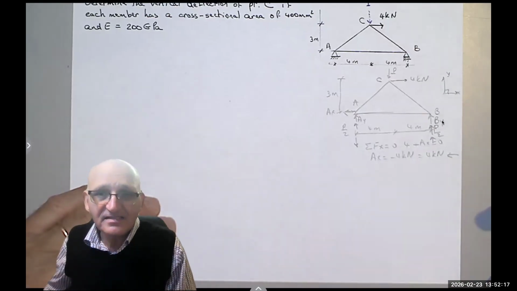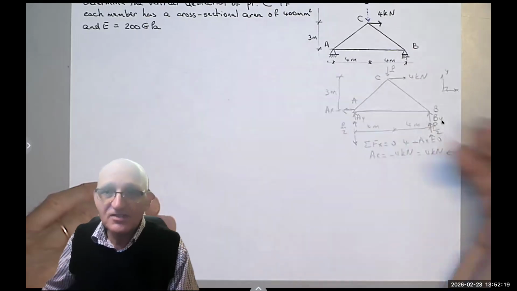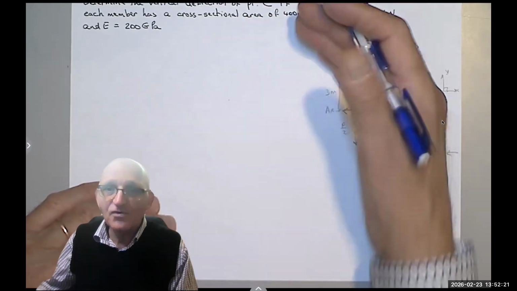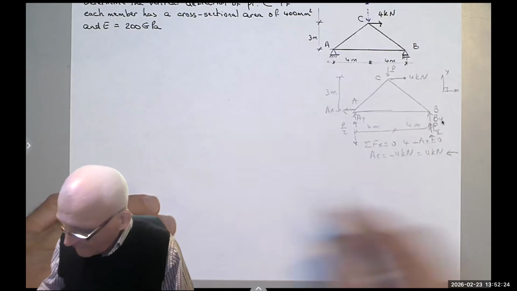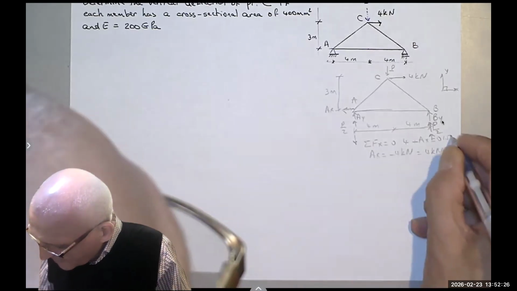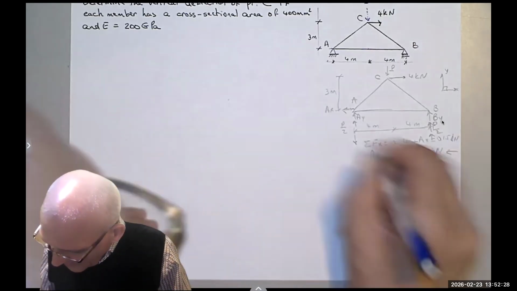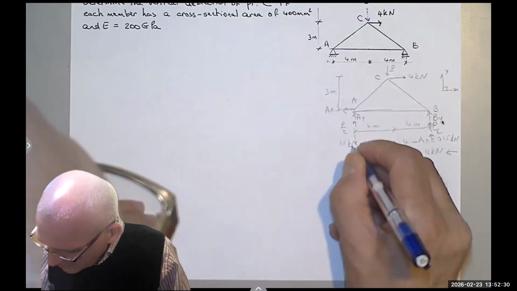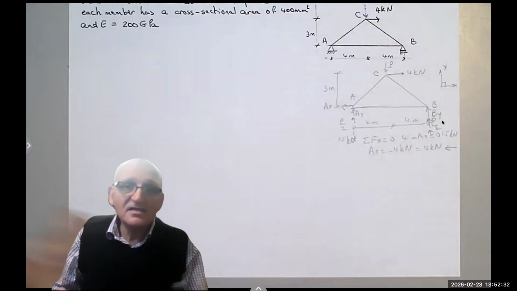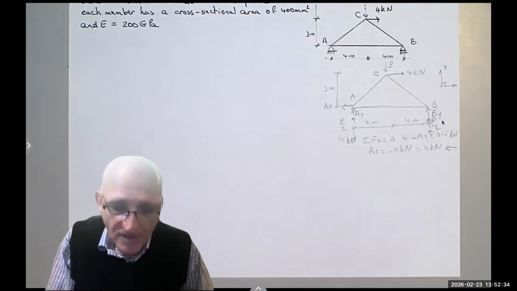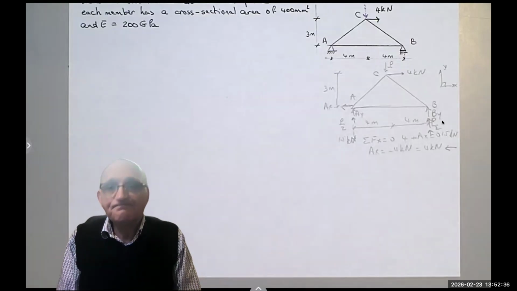It's force times distance. The distance is 8. So 8 times the force equals 12. The force is 12 over 8. The force is 1.5 kilonewton. So 1.5 kilonewton and 1.5 kilonewton. These are the forces at the support, or the reactions at the supports.